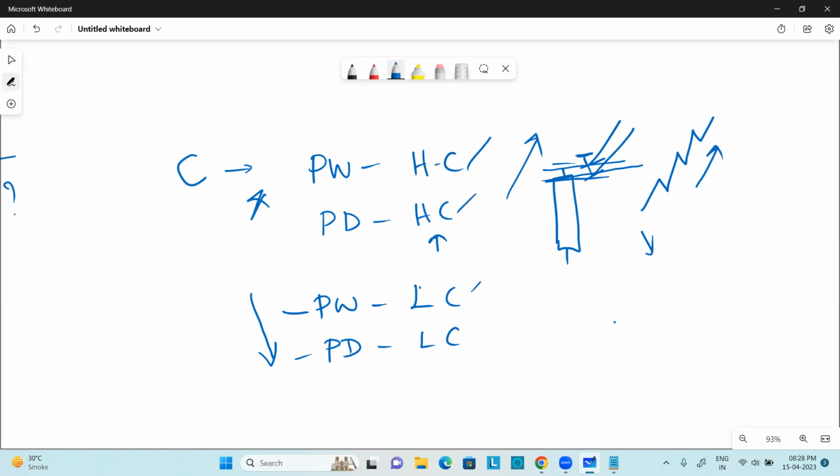Let me show you the chart, but first we have to explain. First understand this. If I go directly to the chart, how can you understand? There are a lot of candles there.